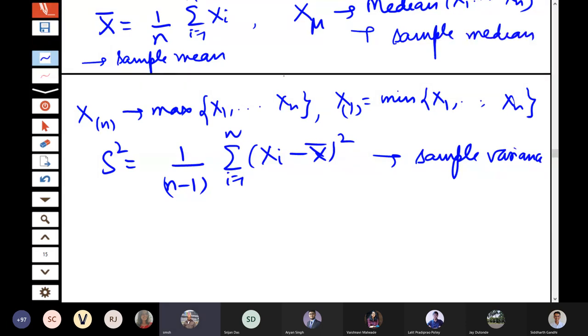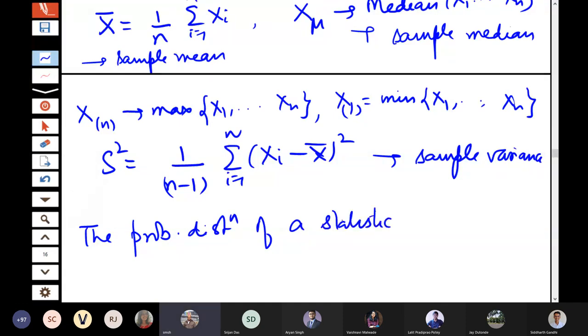The probability distribution of a statistic is termed as a sampling distribution.